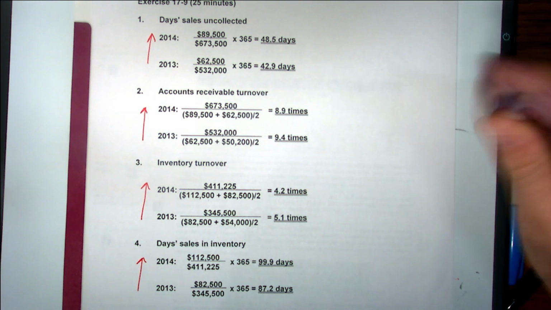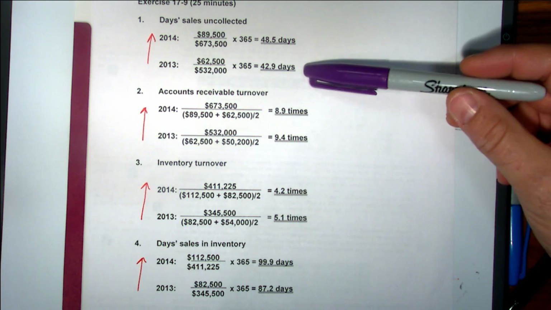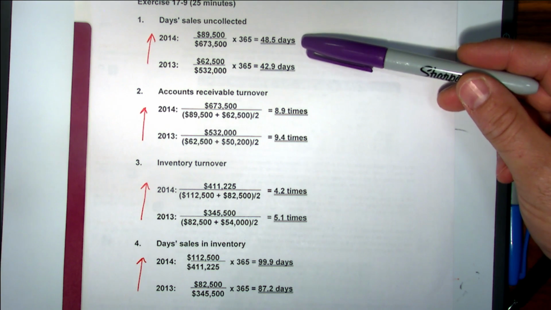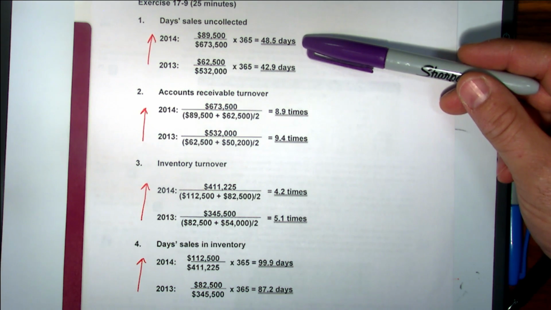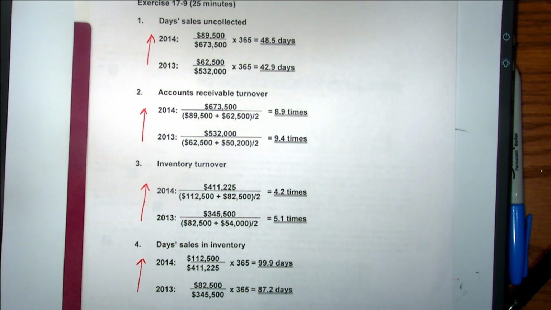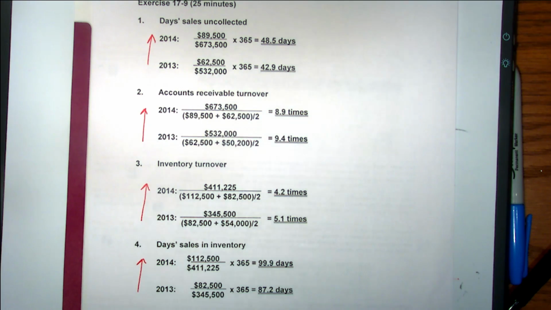All right. Days sales uncollected. Well, 42.9 was the days sales uncollected last year. Now the receivables are getting older, right? Okay. Now, we want our receivables to turn over. Did I use the restaurant analogy last time? You want the table to turn over, right? You want your receivables to turn over.